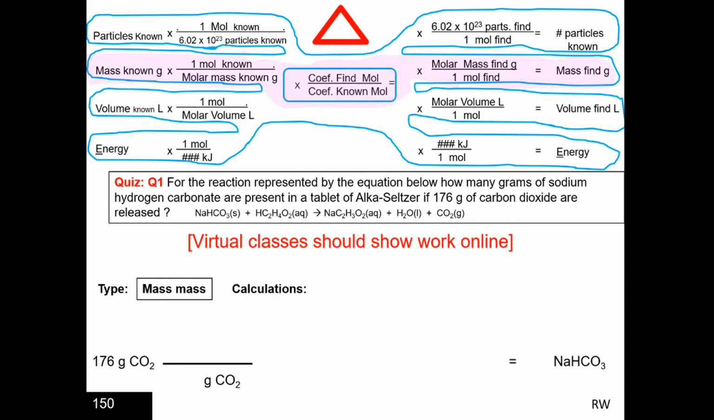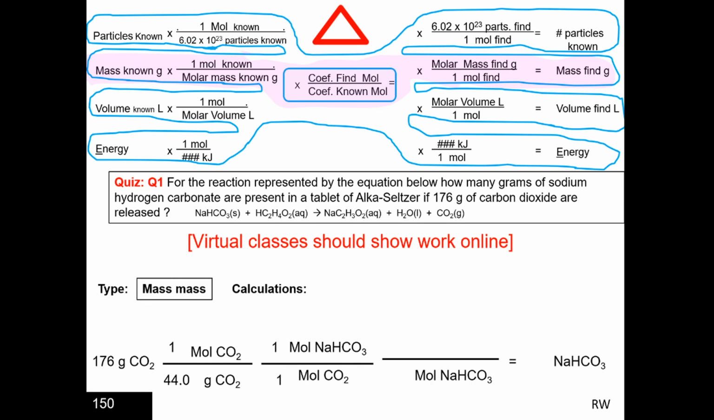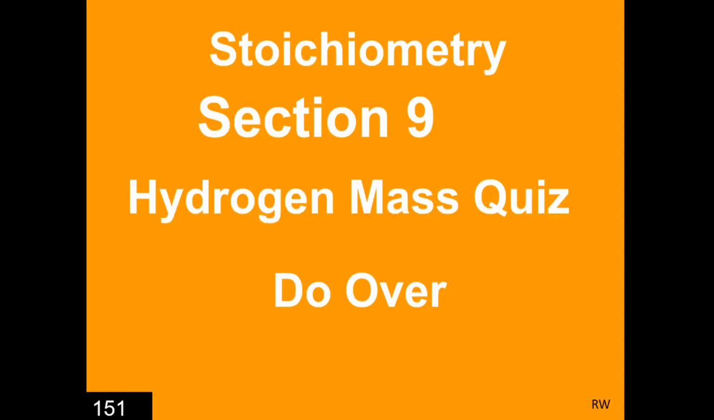Okay, so here you convert your 176 grams of carbon dioxide by multiplying by 1 mole of CO2 over 44 grams. And then your mole ratio is the bicarbonate over the carbon dioxide, 1 to 1. And the last step is to multiply by the molar mass of the sodium hydrogen carbonate over 1 mole. And got to fix that mistake. It's NaHCO3, 336 grams of NaHCO3.